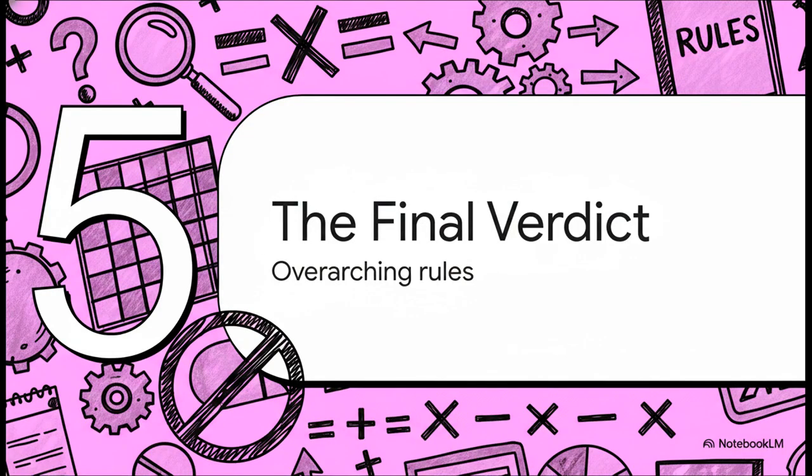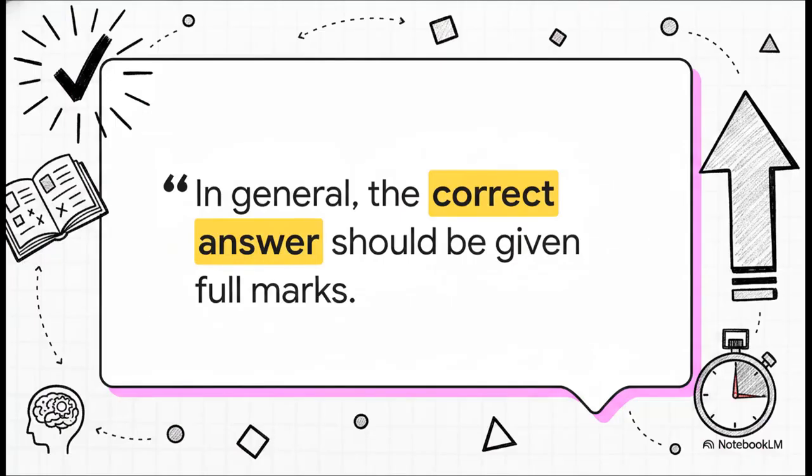Section 5. The Final Verdict. This overarching law is pulled directly from the general marking guidance. It says, questions where working is not required: in general, the correct answer should be given full marks. This exact phrasing validates the answers-only approach for this specific question. It is the official justification for why B1 CAO exists in the first place.